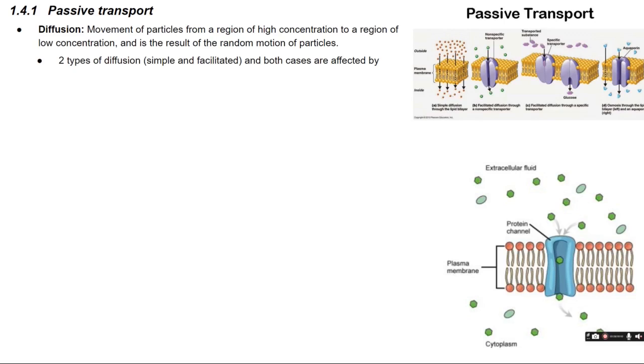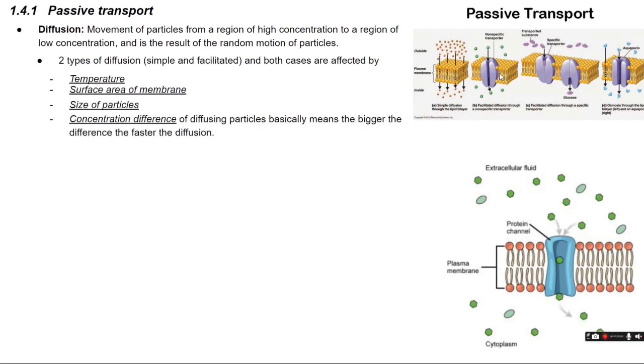As I said before, there's two types of diffusion, simple and facilitated, and they're both affected by the following four factors. Temperature: the greater the temperature, the greater the kinetic energy of particles, and therefore the greater the rate of diffusion. The surface area: obviously, the greater the surface area, the more space there is for diffusion to occur, so the faster the rate of diffusion.